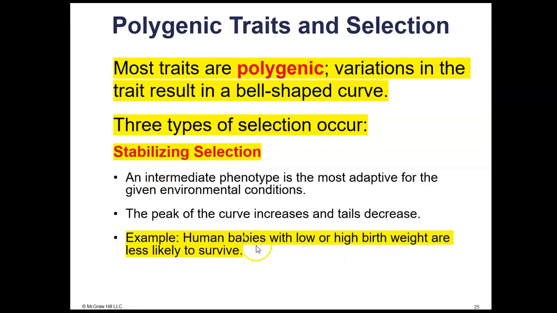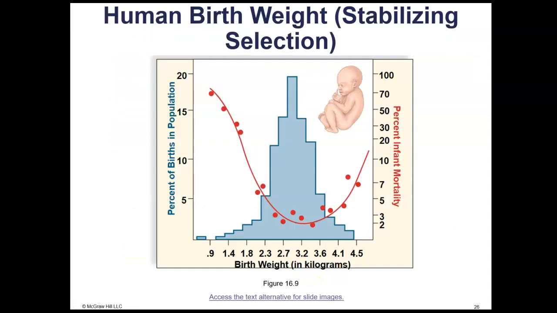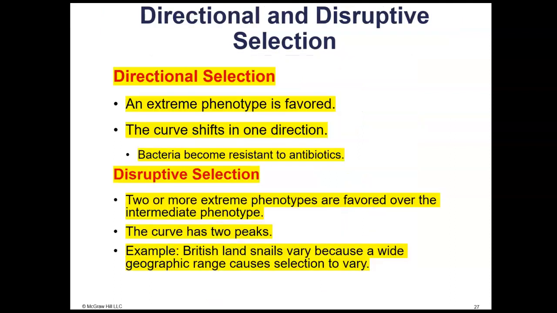So an example are human babies and their birth weights. Human babies with a low birth weight or a high birth weight are not as likely to survive, but the average birth weight babies are more likely to survive. So that is an example of stabilizing selection. You can see that here, statistically proven here. Then directional selection is where an extreme phenotype is favored.